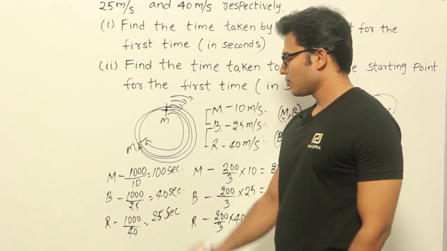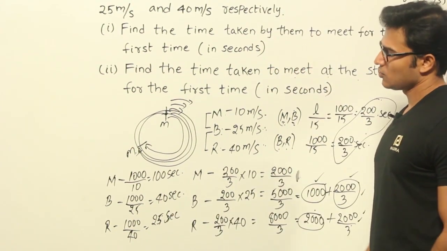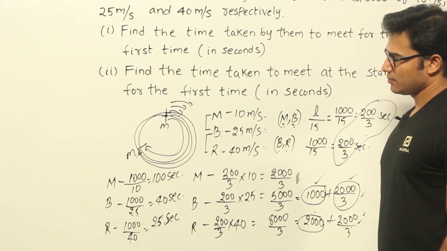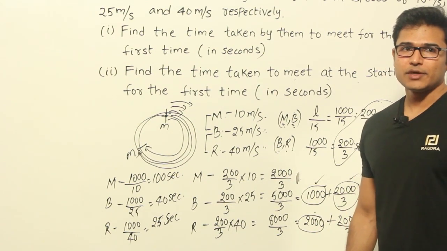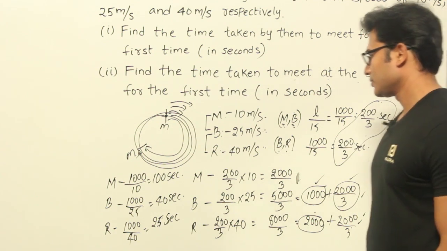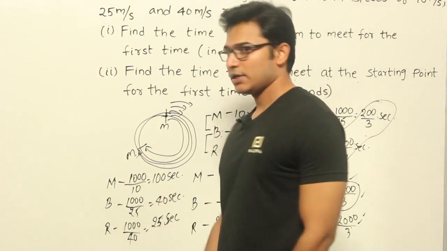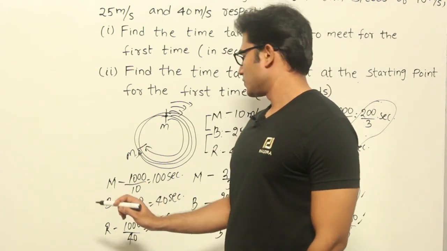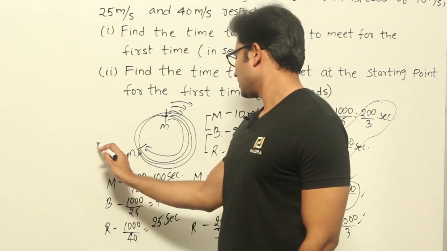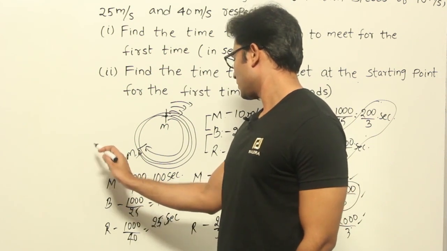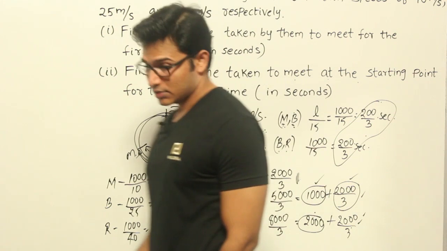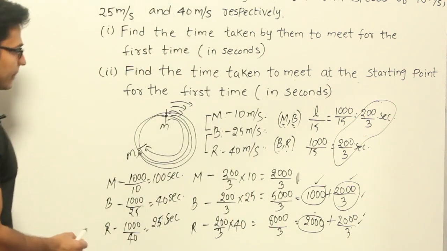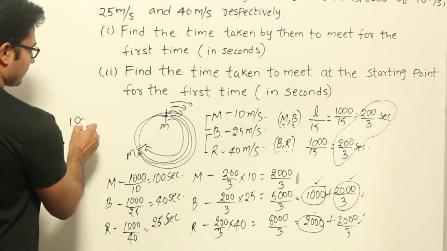Now you take the LCM of all these three. So 100, 40 and 25. Now if you find out the LCM, it is going to be, I think, 100, 100 and how much is it?